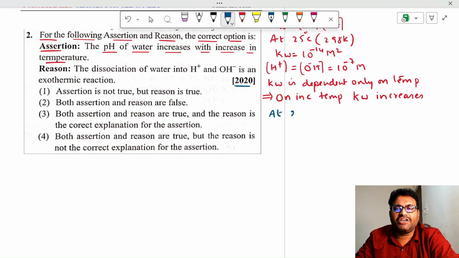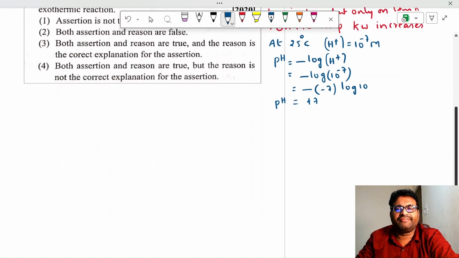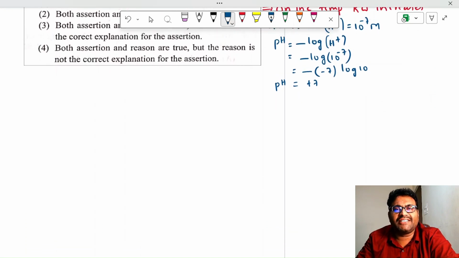Let us see first at 25 degrees centigrade, we know that H plus ion concentration is equal to 10 power minus 7 molar. And how to calculate pH? pH of water is equal to minus log H plus ion concentration, which is equal to minus log 10 power minus 7. That is equal to minus of minus 7 log 10, that is equal to plus 7. So pH of water is 7.